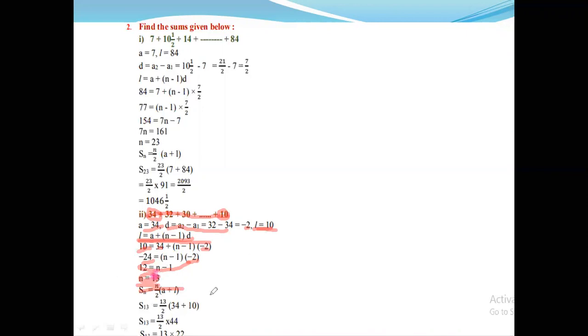Now we have to find the Sn. How can we find the Sn? By using the same formula. Sn is equal to n by 2 into a plus l. One more formula is there. If you know n, the first number and the difference, we can find it easily by using Sn is equal to n by 2 into 2a plus n minus 1 into d. But here they have given the last term, so we can use this formula.